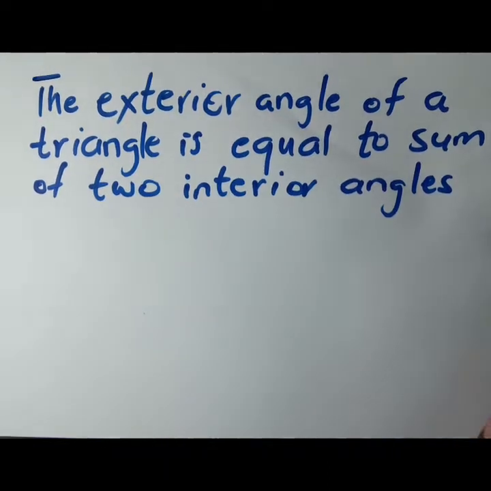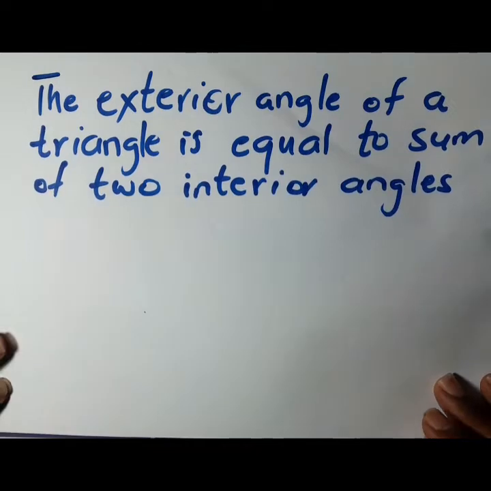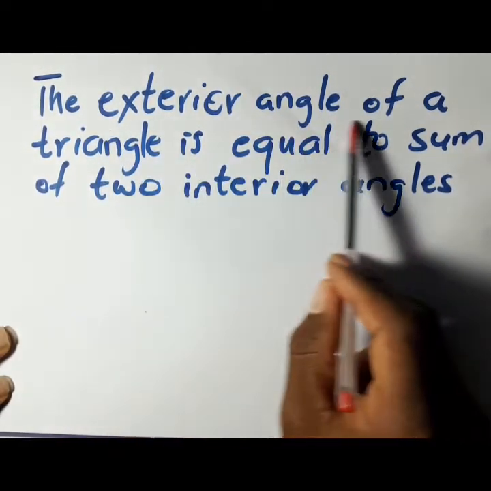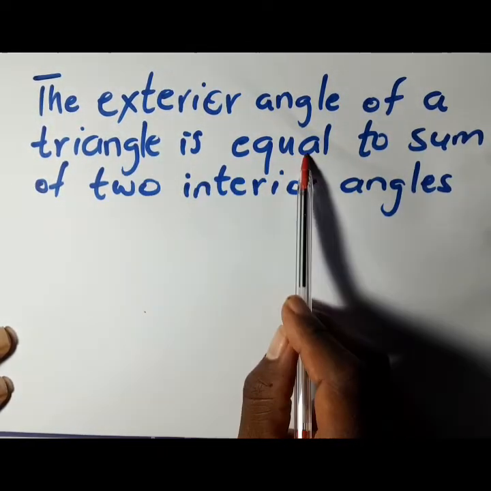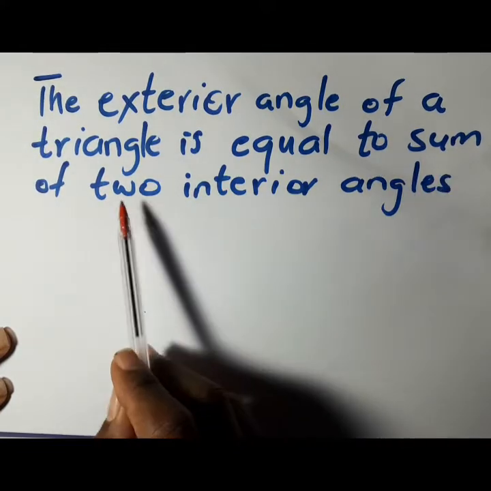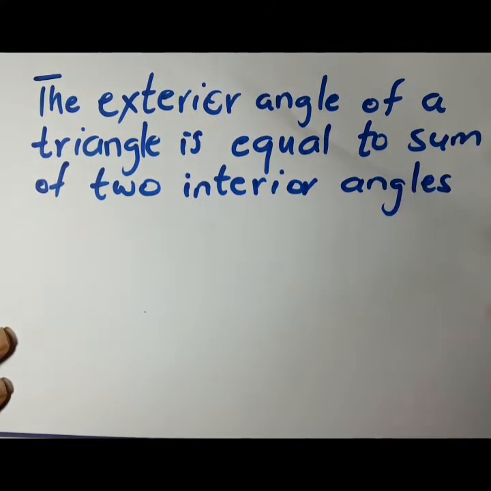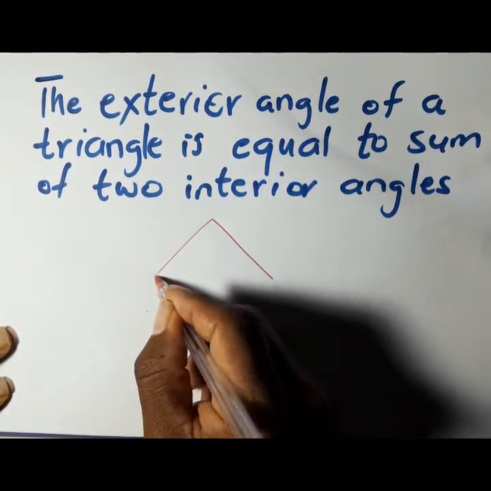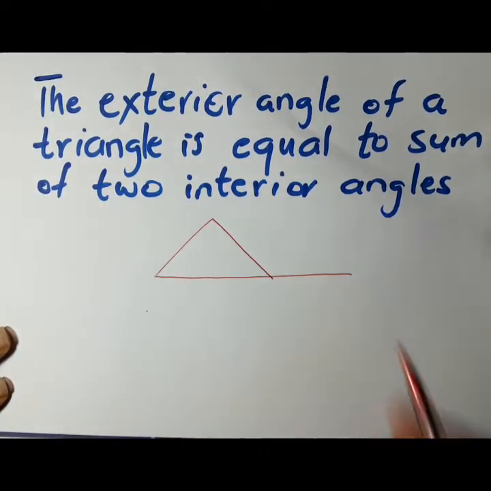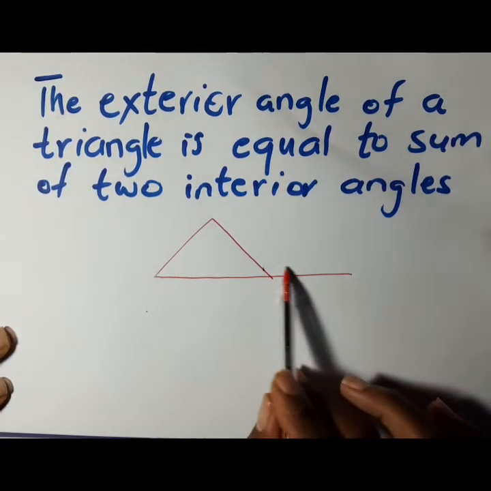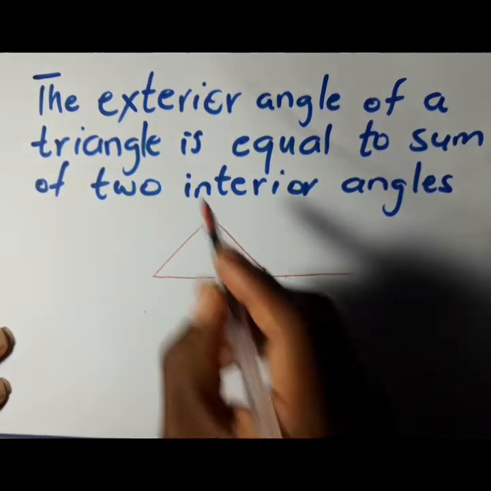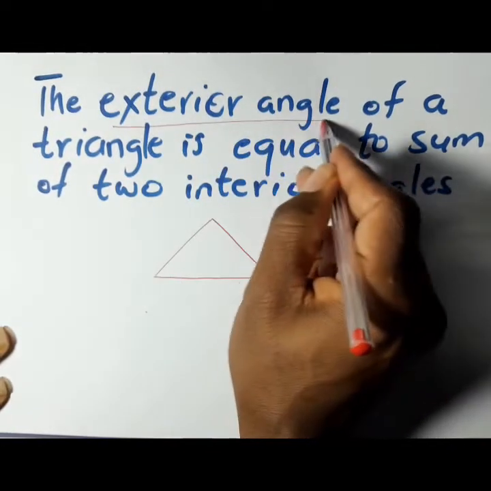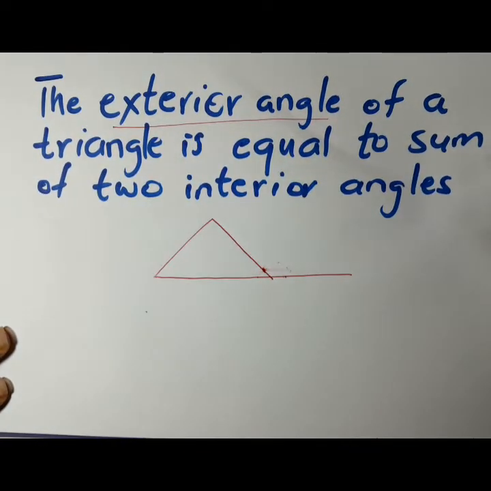So the best way to do geometry is to actually read it for what it is. First, it says the exterior angle of a triangle is equal to the sum of two interior angles. They could be opposite, doesn't matter. So you draw your triangle here. This is called an exterior angle. So you underline the wording because mathematics is a language.